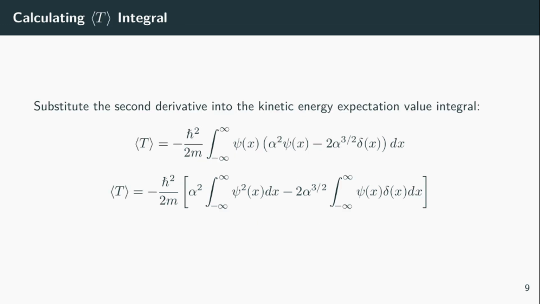Let's plug this second derivative back into the integral for the kinetic energy expectation value. Bracket T equals minus h bar squared over 2m times the integral from minus infinity to infinity of psi of x times, in parentheses, alpha squared psi of x minus 2 alpha to the power of 3 halves times delta of x, all integrated with respect to x. We can split this integral into two parts: alpha squared times the integral from minus infinity to infinity of psi squared of x dx, minus 2 alpha to the power of 3 halves times the integral from minus infinity to infinity of psi of x times delta of x dx. We have two integrals to evaluate now.